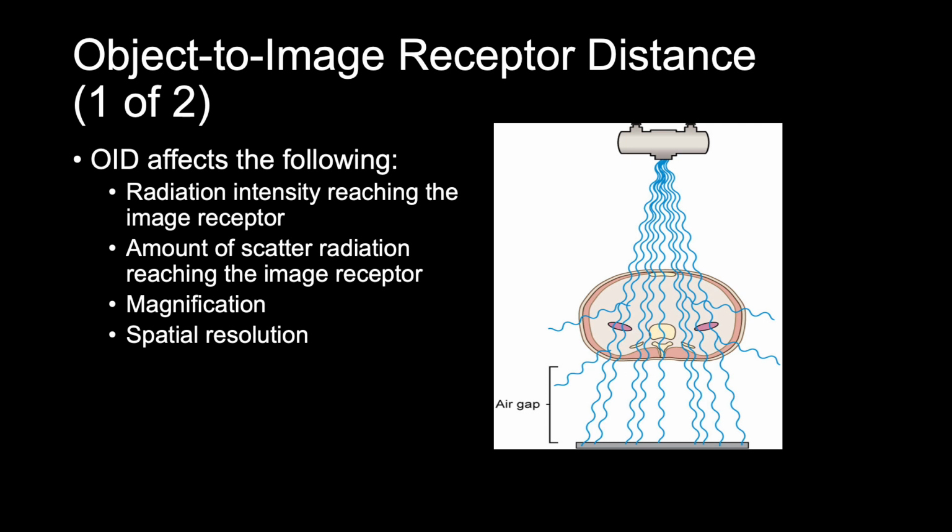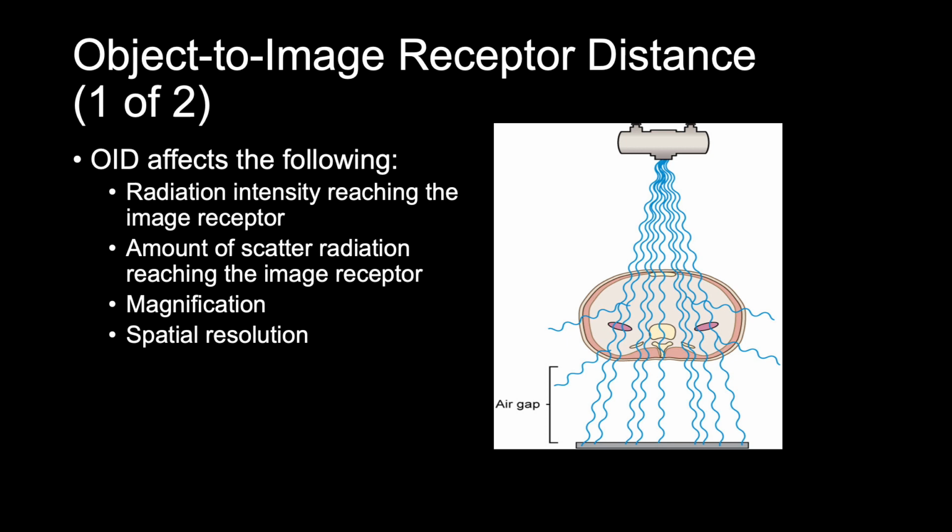When distance is created between the object radiographed and the IR, the exit radiation continues to diverge, so less overall intensity of the X-ray beam reaches the IR. Shown in this figure is OID and air gap. Distance created between the object and the image receptor reduces the amount of scatter radiation reaching the image receptor. So you always want to have the least amount of OID possible.